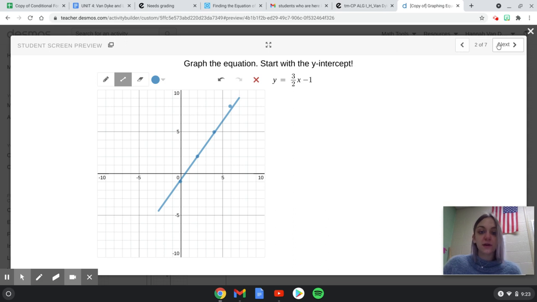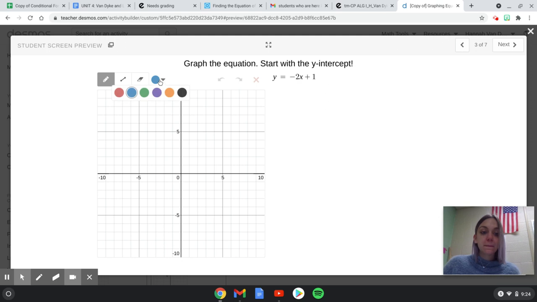We'll do another one together. So I have here y equals negative 2x plus 1. Again, I'm going to start with my y-intercept, plus 1. So that is where my graph crosses the y-axis right here. And now my slope is negative, so I know that in general it's going to be moving in this direction instead. And it's negative 2.